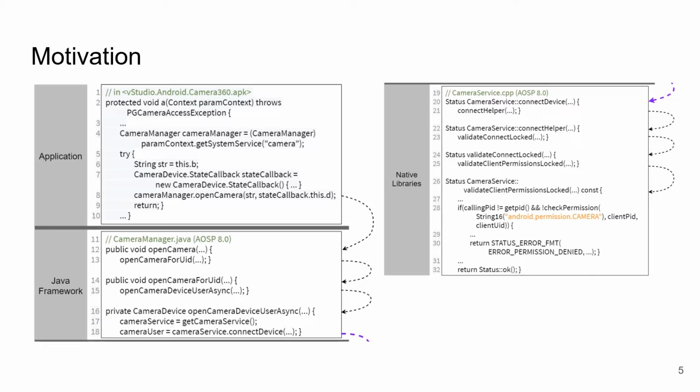The code from lines 1 to 10 is derived from a popular photography app, Camera360, on Google Play. The app initializes a camera manager instance and opens the camera instance by invoking the openCamera method. The invocation chain then traverses along the call path through the Java framework and the native library, and finally triggers a permission check in the native library.